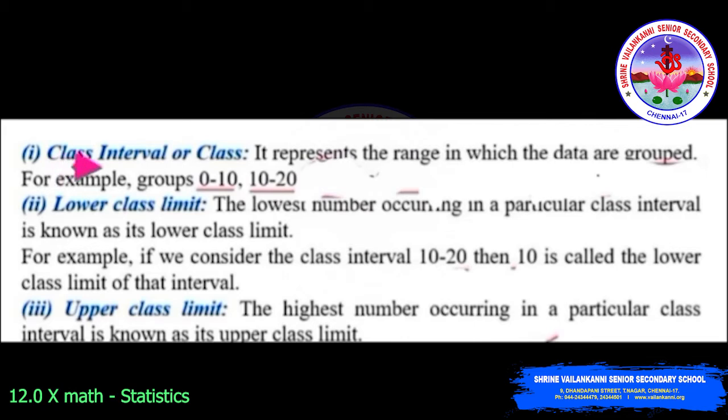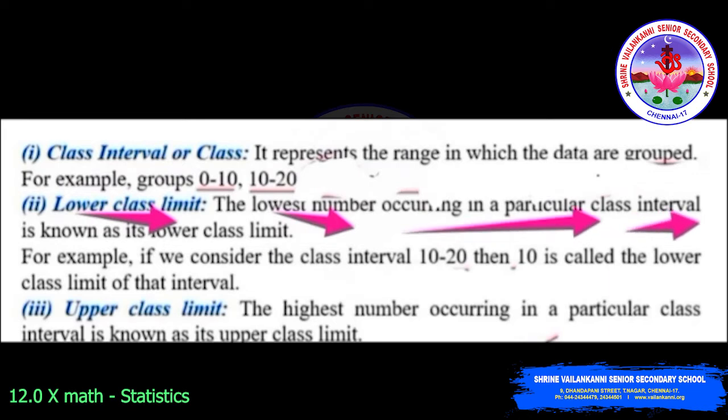Now, let us go to the basic concepts. First one, we'll define the class interval. It represents a range in which the data are grouped. For example, 0 to 10, 10 to 20. The second one, lower class limit: the lowest number occurring in a particular class interval. For example, take 10 to 20, my lower class limit will be 10.